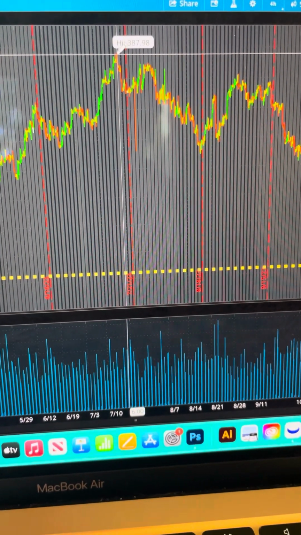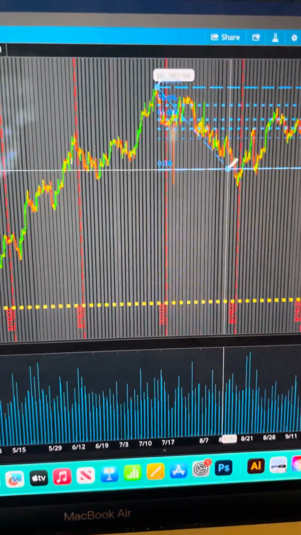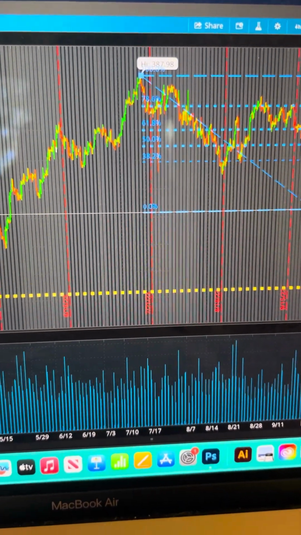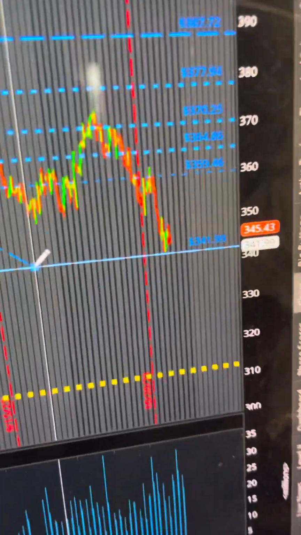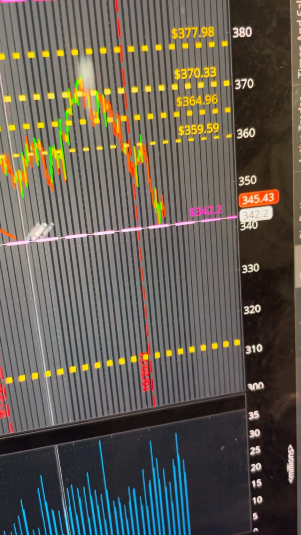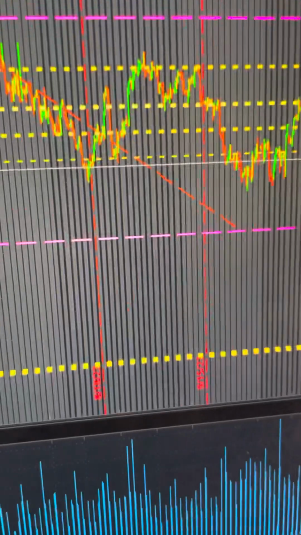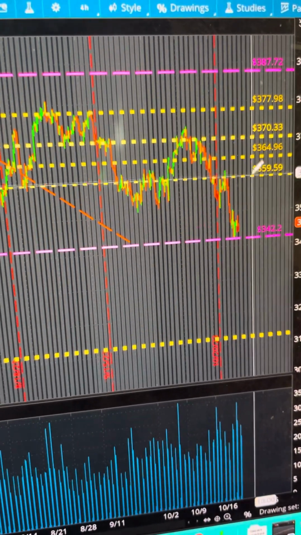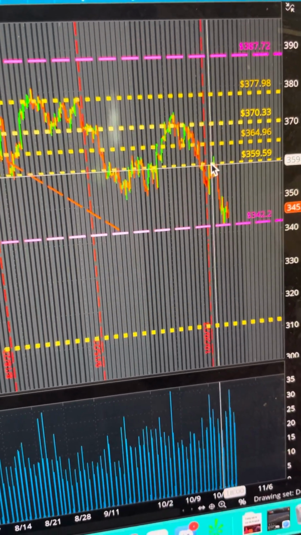Just barely, I'm clipping onto it. And then you're going to go all the way down to where this one hits. So 342, and you can see that these can act as a support and resistance.